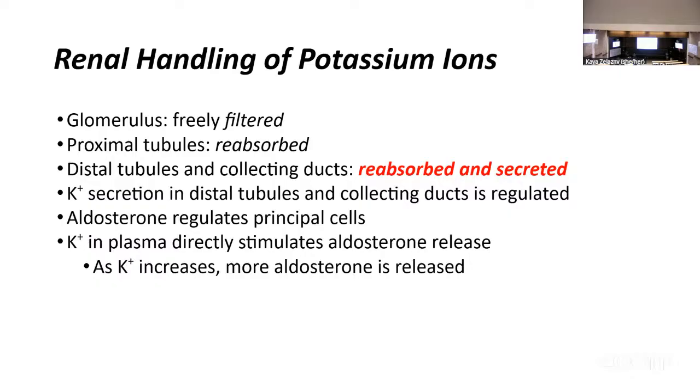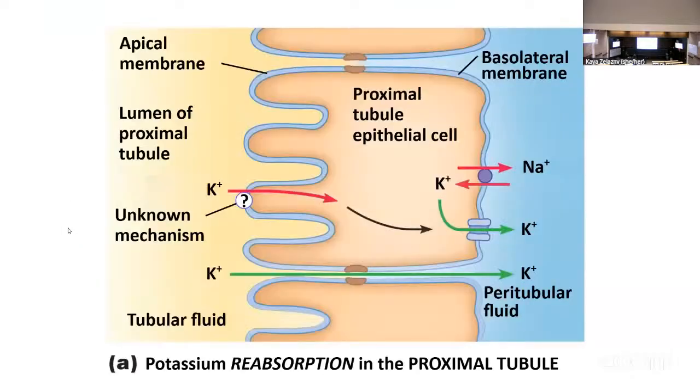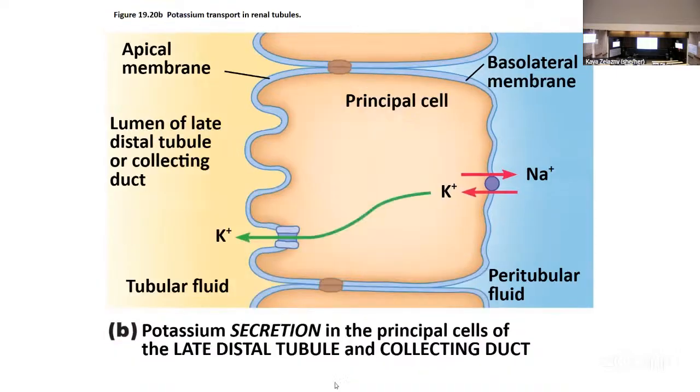Okay. So in terms of triggers for aldosterone, one of our other triggers for aldosterone release is directly potassium in the plasma. And so the more potassium you see in the plasma, the more aldosterone you're going to expect to be released. They don't know all that much about every single ion and how it works exactly. So you'll notice unknown mechanism is here on our diagram for how potassium gets reabsorbed in the proximal tubule.